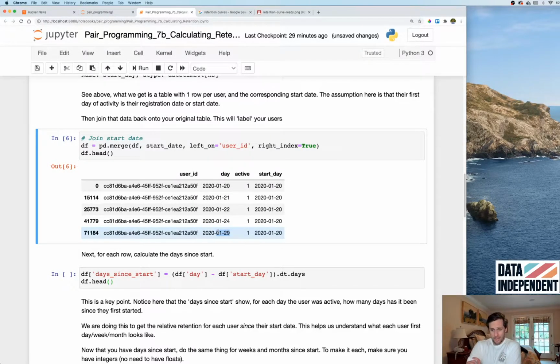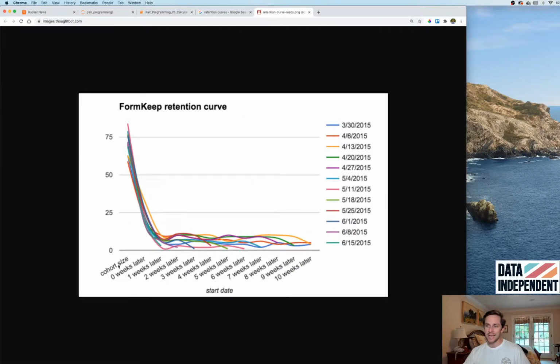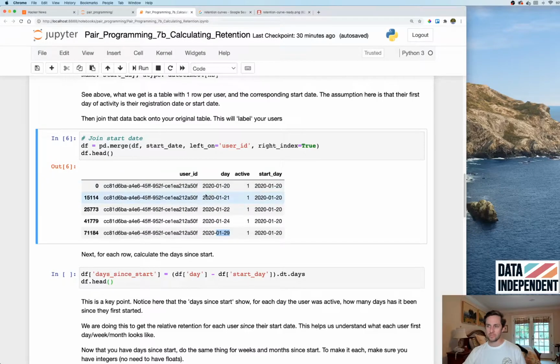The reason why we do that is because when you do retention analytics, the x-axis, you'll notice if we go back to that curve over here, isn't an actual date. In this example, it's 1 week later, 2 weeks later, 3 weeks later. And that is a relative date, relative to when they started. So in order to remove the specific date and put all these users on the same x-axis, I want to find out this day of activity relative to when they first started.